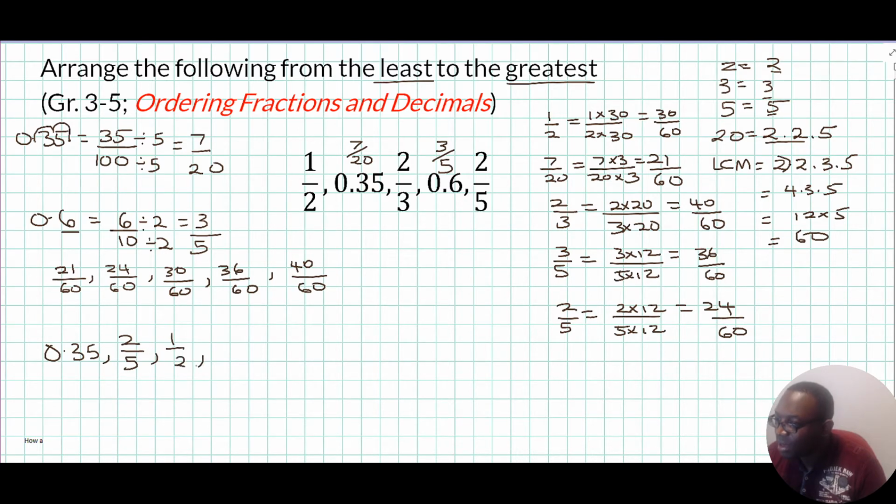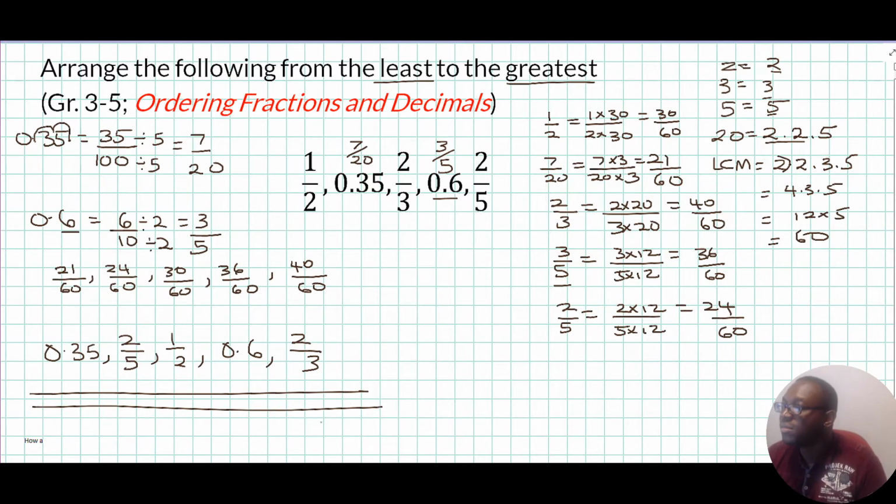Then we have 36 over 60, which is 3 over 5, but we had it as 0.6. And then finally we have 40 over 60, which is 2/3. So this is the order from the least all the way through to the greatest.